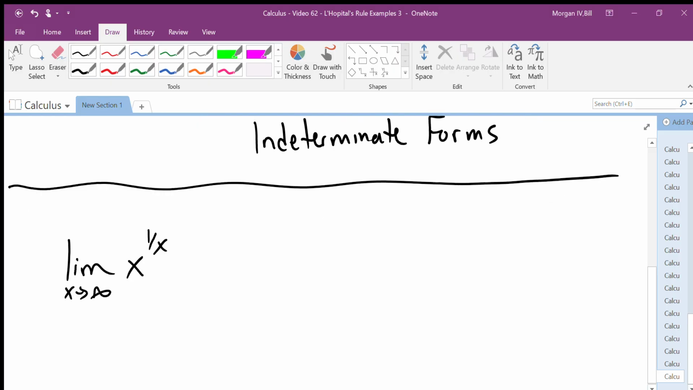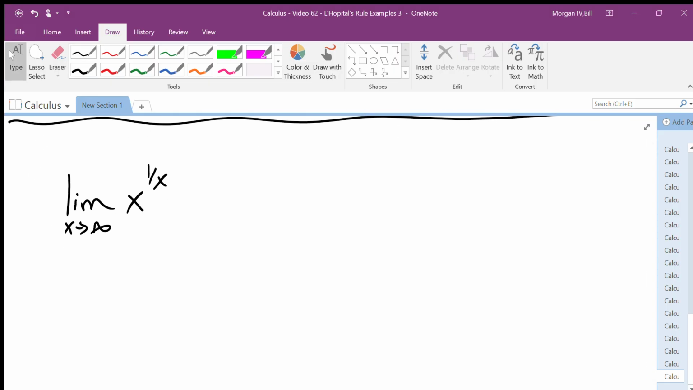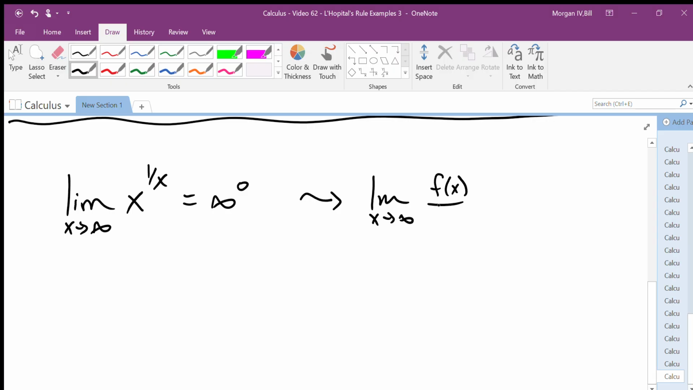The limit as x goes to infinity of x to the 1 over x. And again, if I plugged in direct substitution, this is infinity to the power of 0. That's not going to work. Well, maybe it's fine, but we can't use L'Hopital's rule. So what we need to do is rearrange this somehow to become the limit as x goes to infinity of some function f of x over g of x that is either equal to 0 over 0 or infinity over infinity. Then I can use L'Hopital's rule, and hopefully everything will be fine.